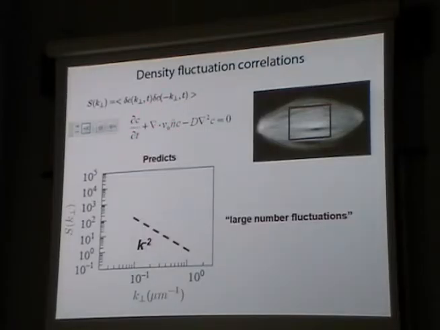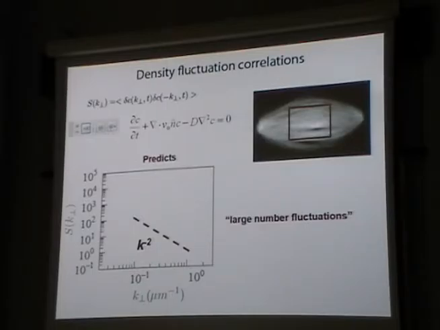If you have these large orientational fluctuations like we were talking about, and this simplest theory you can imagine, it predicts that density fluctuations should also go like 1 over k squared. People call this large number fluctuations, and they give it a name because it's really weird. It says that as you go to larger and larger length scales, you have larger and larger fluctuations. If that were true, you wouldn't even have a well-defined density. That's an incredibly bizarre prediction, but it comes right out of these theories.